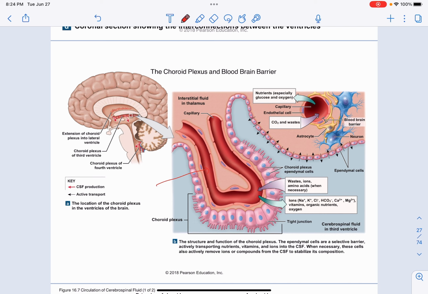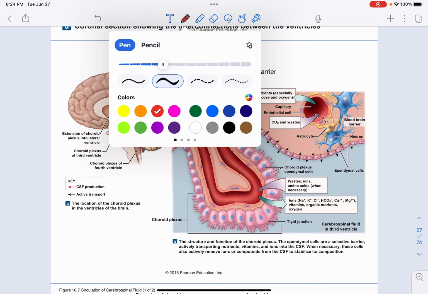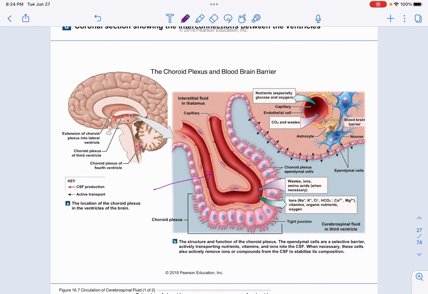And this is how it's made. This diagram depicts that. You will have a capillary surrounded by ependymal cells, which are shown here in pink. And together these form the choroid plexus. And the cells are going to filter material out and transport the fluid across this barrier.